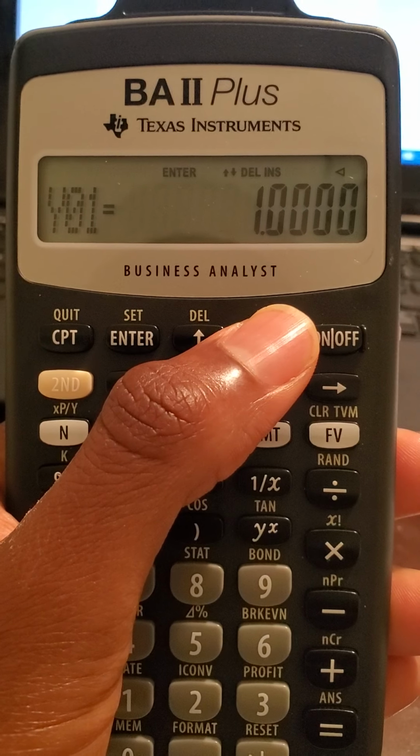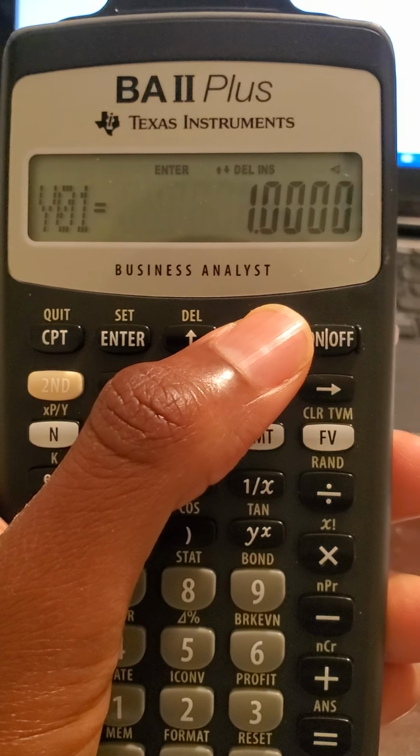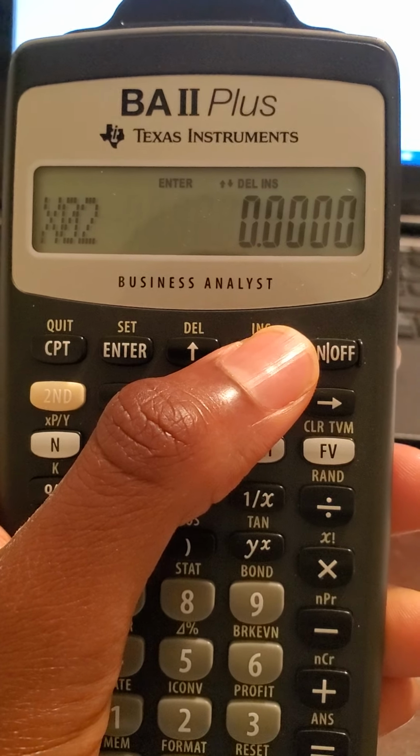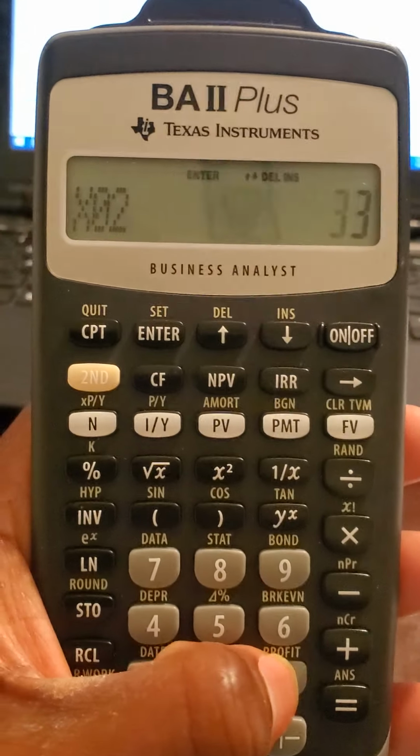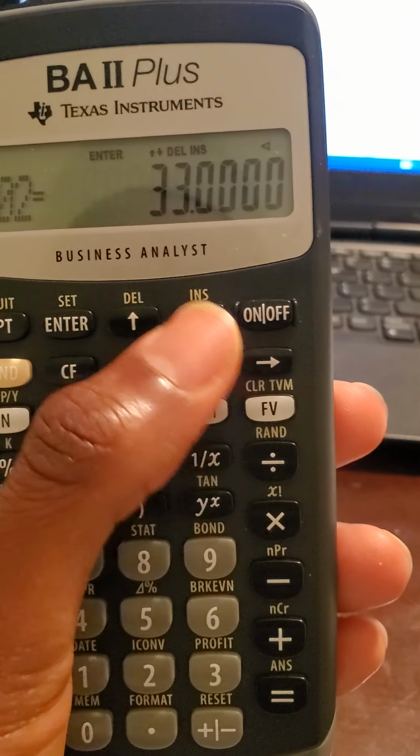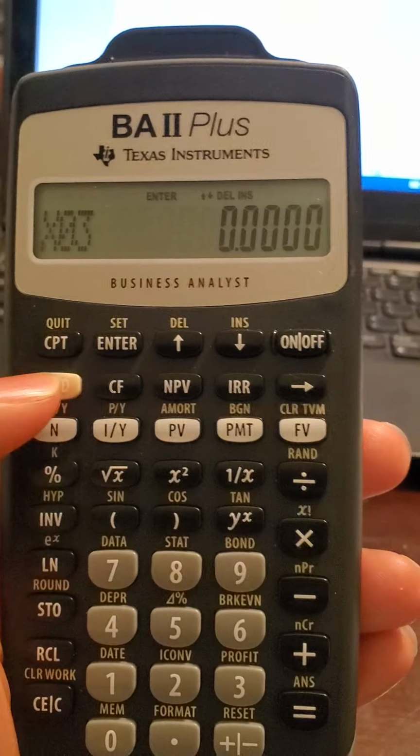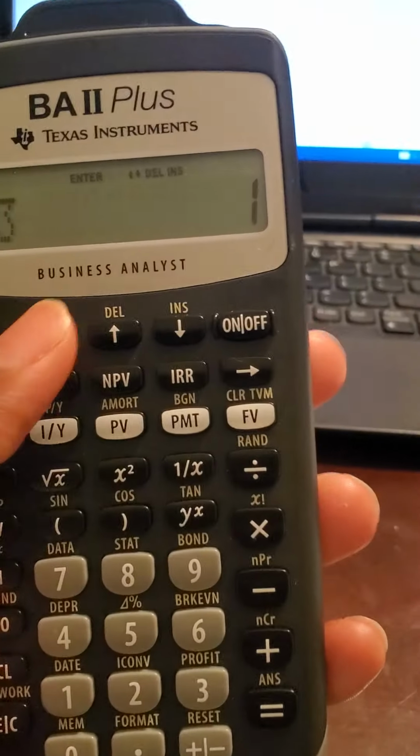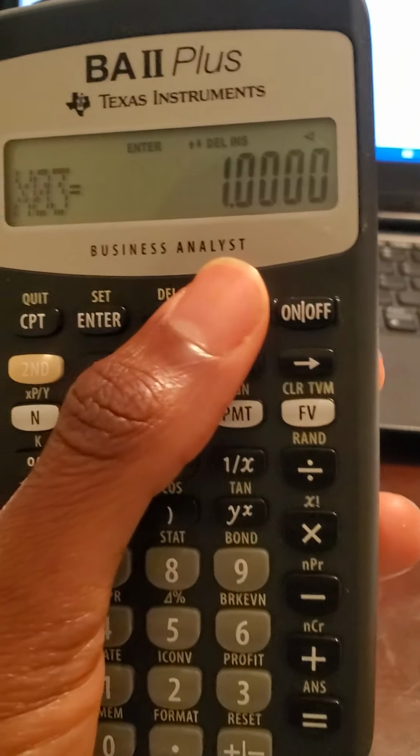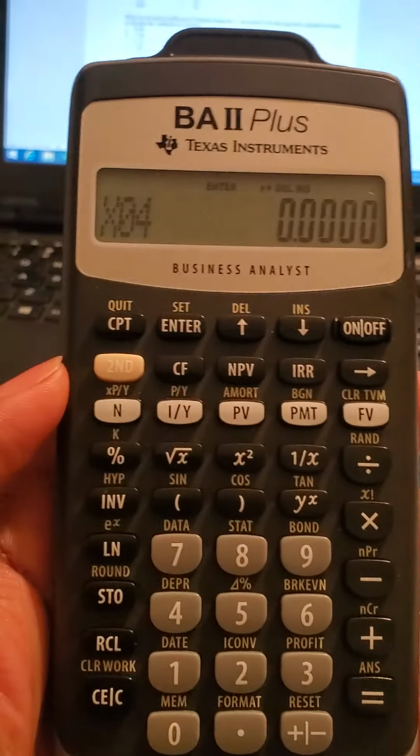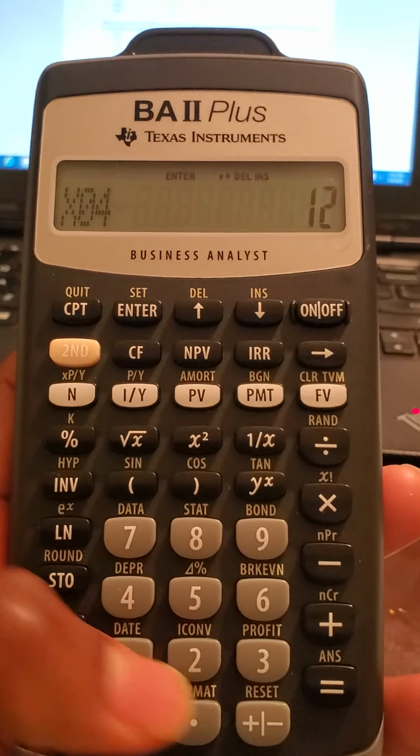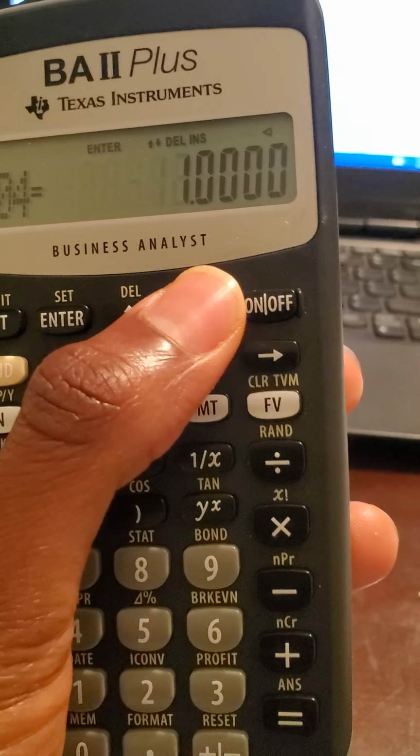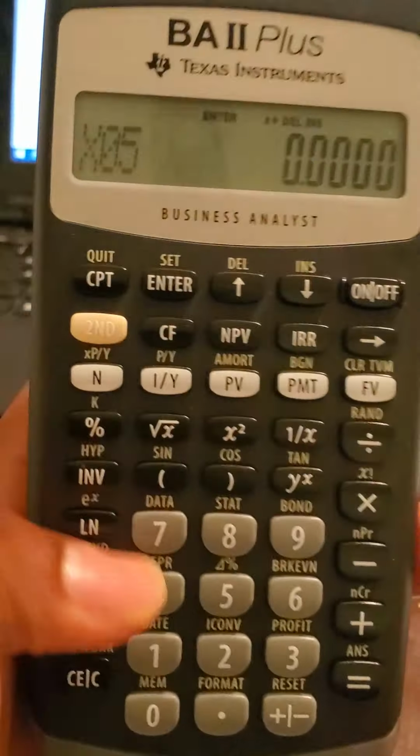All of our Y01s will be equal to 1. Okay, just remember that. Don't ask me why. The second data point, or the second return, is going to be equal to 33. The third one is equal to 1. The fourth one is equal to -12. And the fifth one is equal to 10.